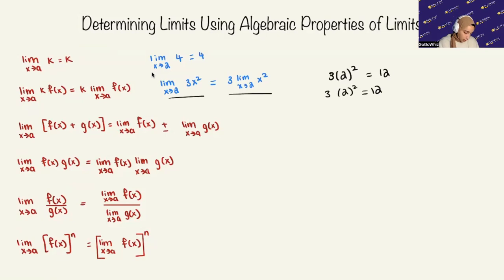Now let's have a look at this next one. The next one says the limit as x approaches a of 2 functions being either added or subtracted. So let's add that piece over here: the sum or the difference of 2 functions. If I take the limit of the sum or the difference of 2 functions, it's the same thing as taking the sum or the difference of the limits of those functions. So over here, I can split them up. I take the limit of each one on its own.